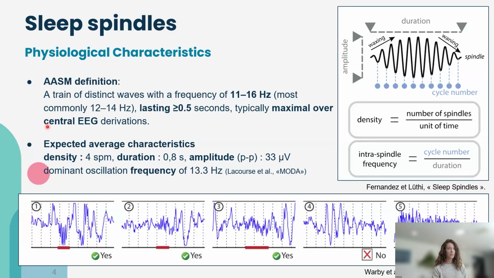Here is a summary of typical values for each property. So about 4 spindles per minute. The average duration can be expected to be 0.8 seconds. Average amplitude, the peak-to-peak amplitude, about 30 microvolts. And an oscillation frequency around 13 Hz.